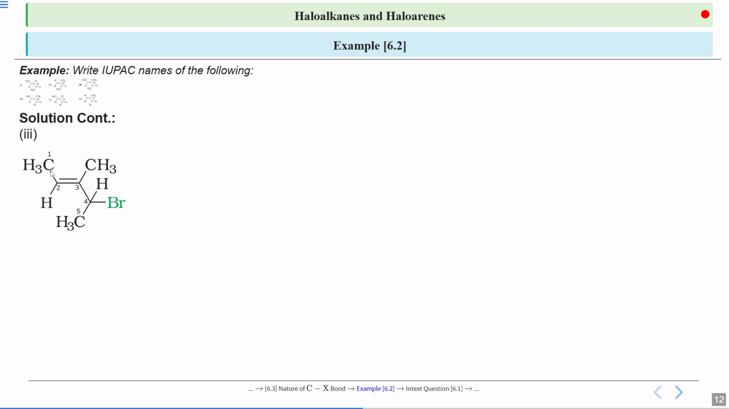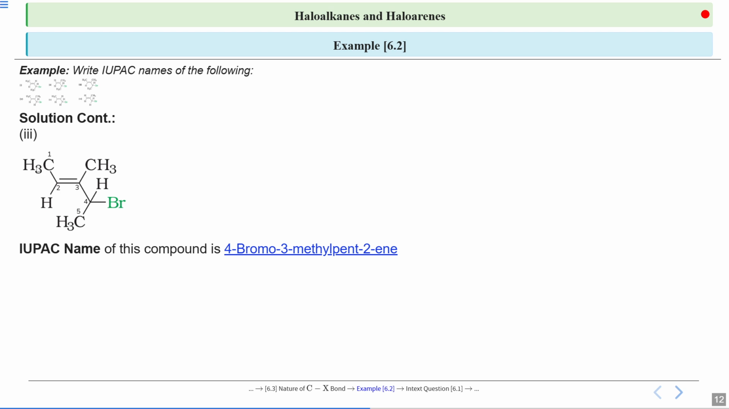Okay, so 1, 2, 3, 4, 5. Now the substituted groups are bromine at the fourth position and methyl at the third position. So the IUPAC name of this compound is 4-bromo, 3-methyl.